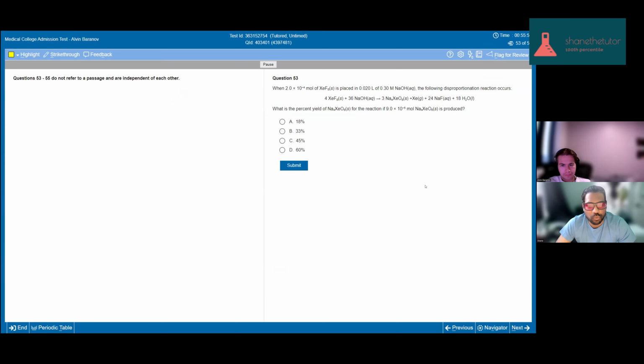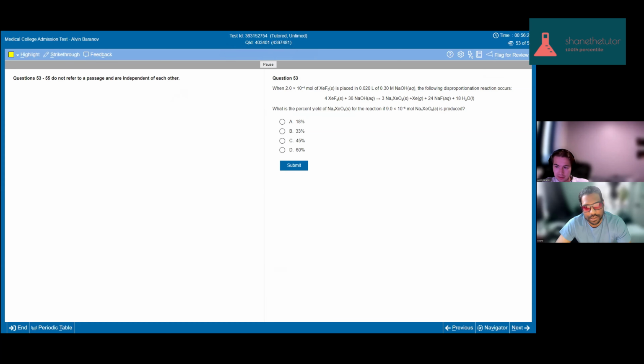For this, they give us a certain number of moles of that, and they give us the liters of sodium hydroxide that also has a molarity value there. The following disproportionation. What is that? I don't know. It came up in a problem that I was doing today in electrochem. I think it's redox then.